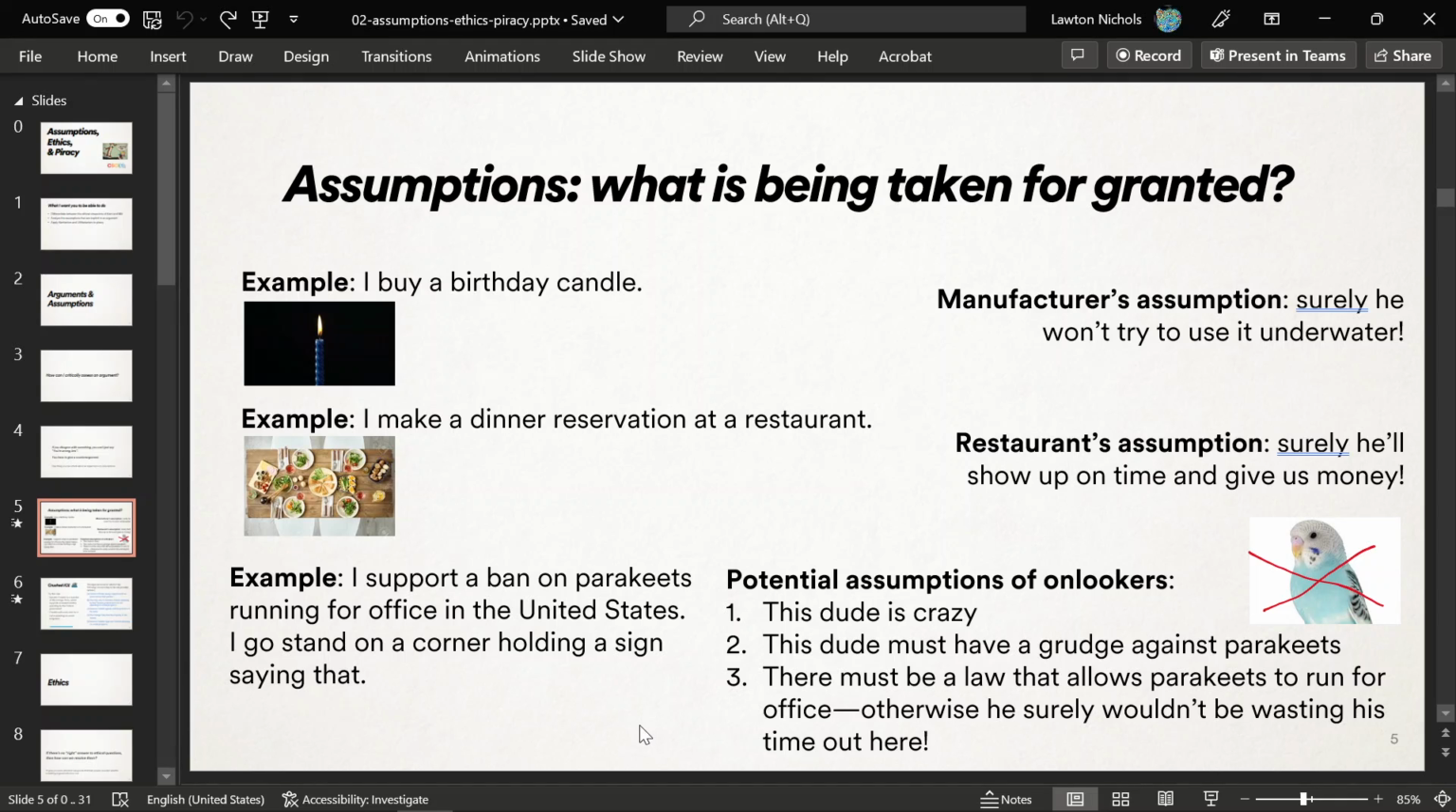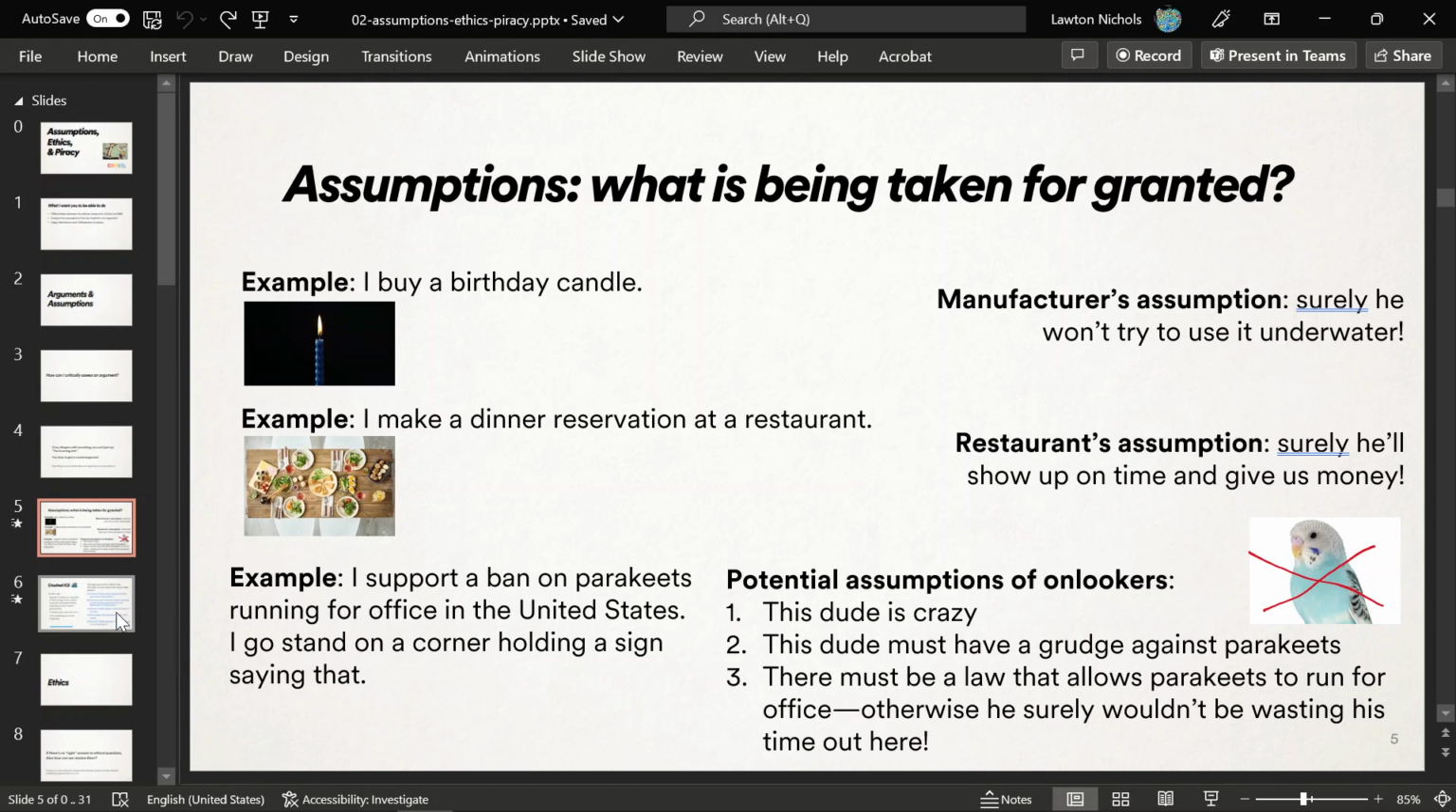So those are three possible assumptions. I'm sure you could come up with others. But are there any questions about what this means? A lot of these things are unsaid. If you see me standing on a street corner, these are all unsaid things. They're implicit. They're possibilities. They are assumptions. Okay? Does that make enough sense?